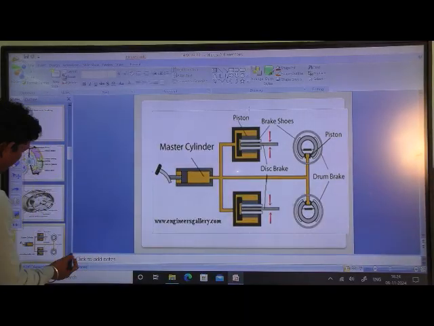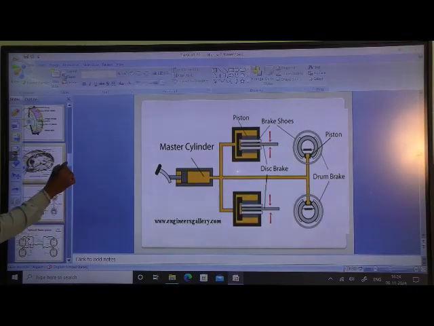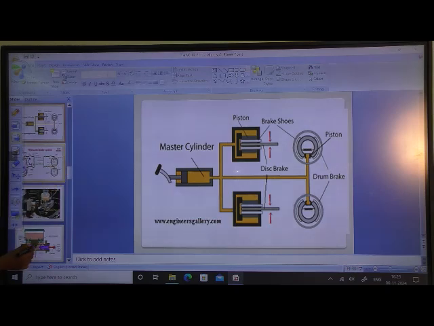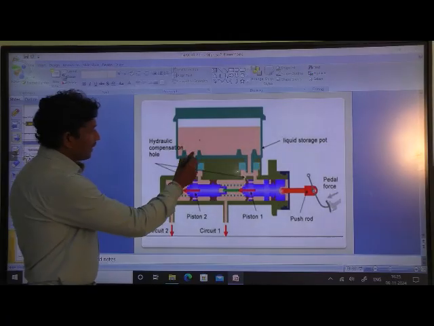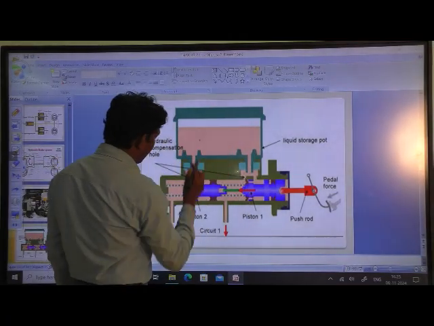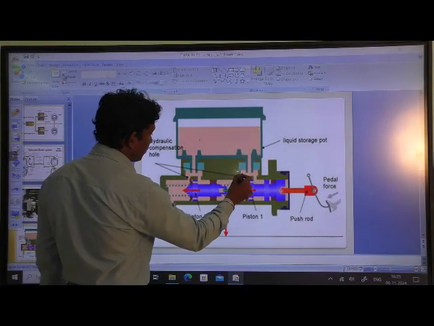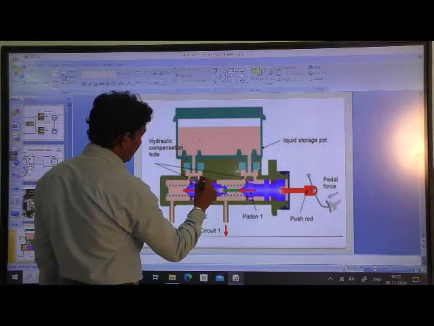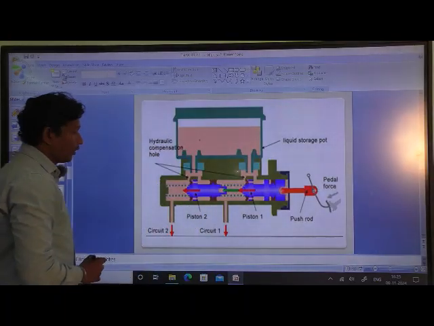So how does the master cylinder work? In a master cylinder there is one reservoir, and there are three ports. One is the inlet port, another is the exhaust port, and another is the bypass port.